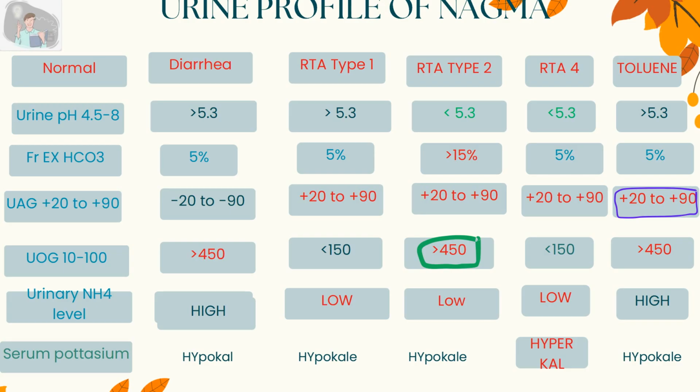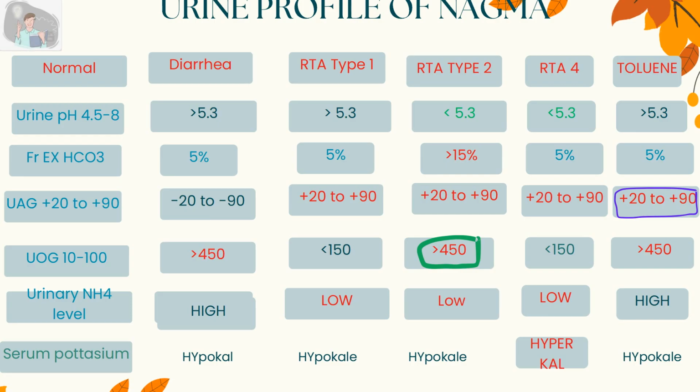So in RTA type 2, the defect is PCT reabsorption. Thus a large amount of bicarb is lost in the urine. The fraction is more than 15. None of the other pathologies have that defect, hence fractional excretion of bicarbonate would be within normal range for them.